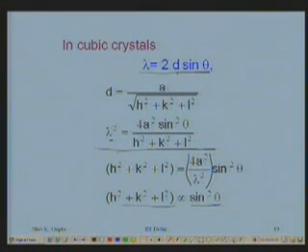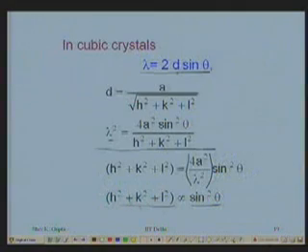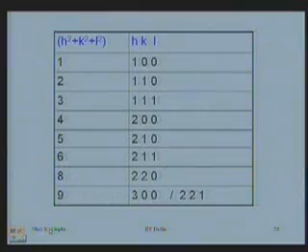That is a constant of proportionality, 4a² by λ². So I have got the different values of theta, and the sin²θ values which I obtained from there will be proportional to h² plus k² plus l². How is this h² plus k² plus l² helpful to me to get the HKL? If h² plus k² plus l² is 1, HKL could be 100 or 010 or 001, it is a question of family.